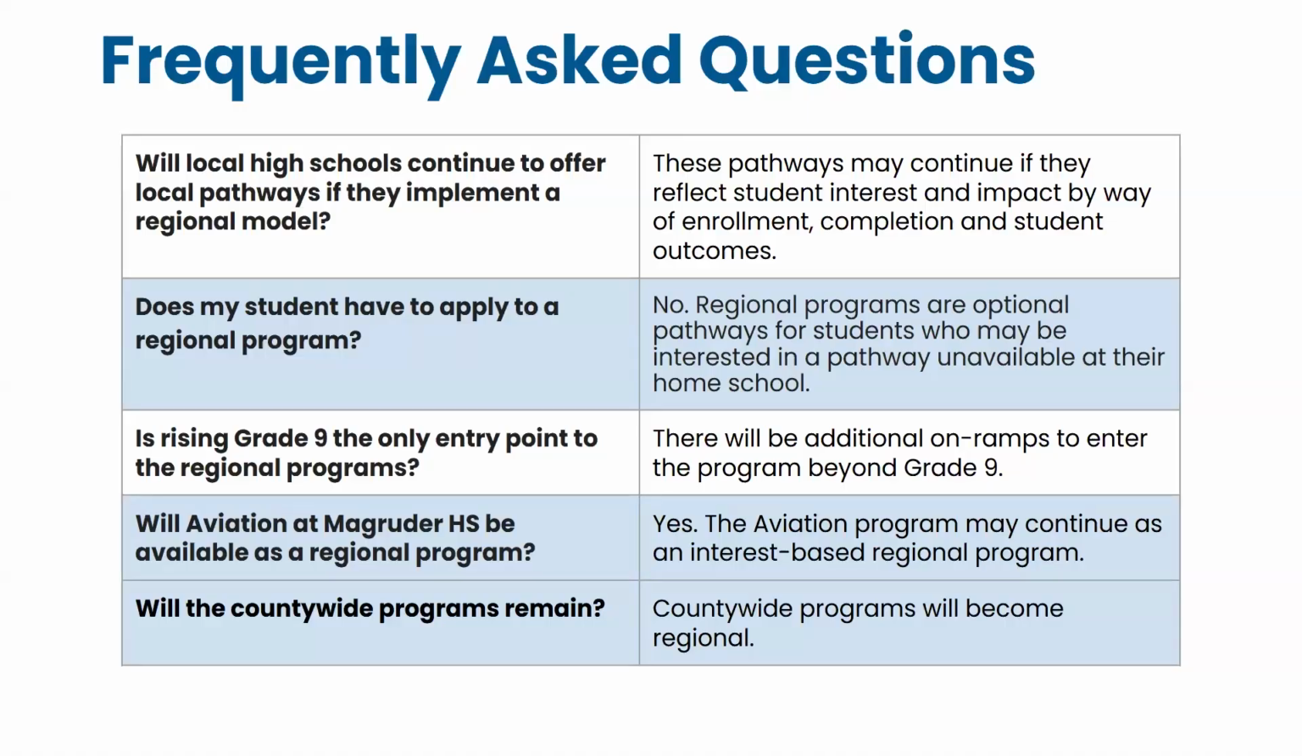The next one is, is rising grade 9 the only entry point for the regional programs? There will be additional on-ramps to enter the program beyond grade 9. The next is, will aviation at Magruder be available in a regional model? And the answer is yes, the aviation program will be available. And the last question, will the countywide programs remain? And countywide programs will become regional programs. Next slide.